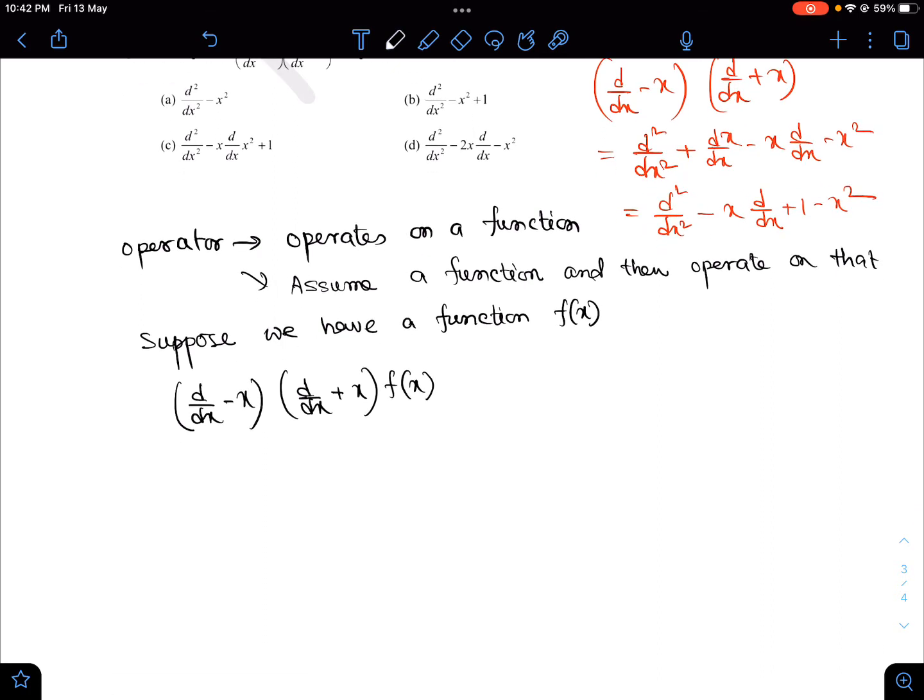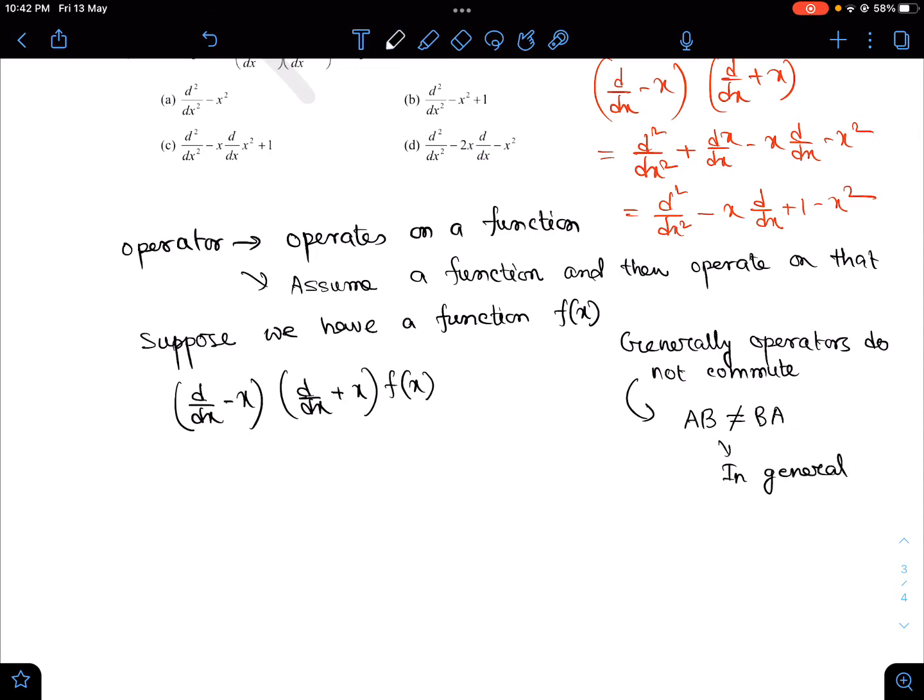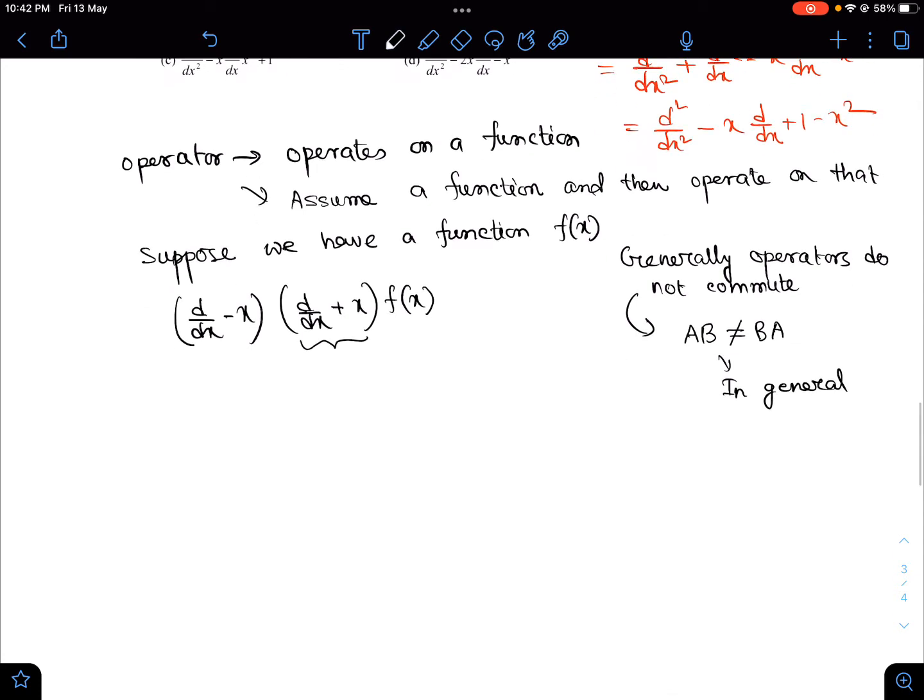So generally operators do not commute. So what does that mean? That means we cannot always write AB as BA. So basically this is not true in general. That is why you have to first operate this on f of x. So what we will get? We will get (d/dx plus x) f of x. So we will have df/dx plus x f.